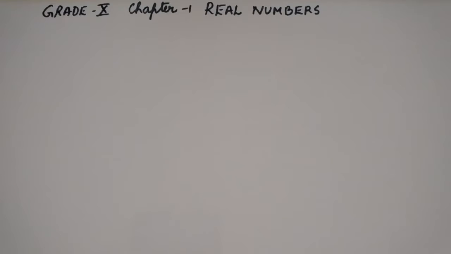In this video session, let us learn how to find the HCF and LCM of two positive integers using the fundamental theorem of arithmetic. And this finding of HCF and LCM you have already studied in your earlier classes. And this method is called the prime factorization method.